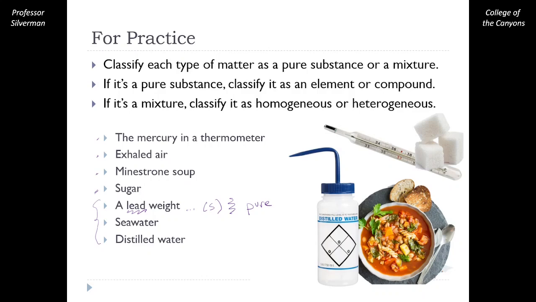And we can ask ourselves, is lead on the periodic table of elements, or is it some combination of those elements? Here, it is on the periodic table. This is a pure element. Its symbol Pb on that periodic table.